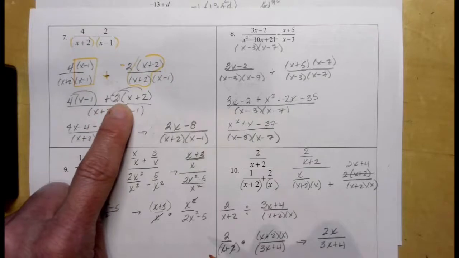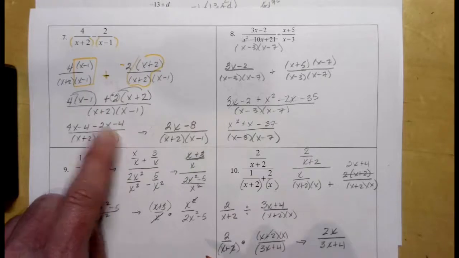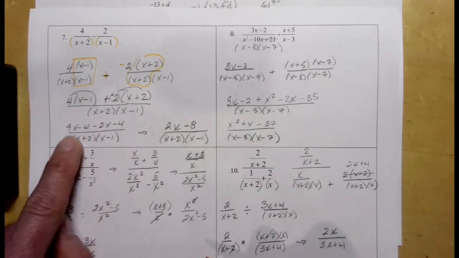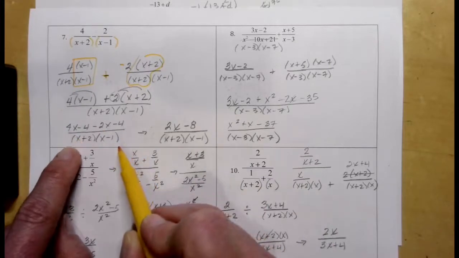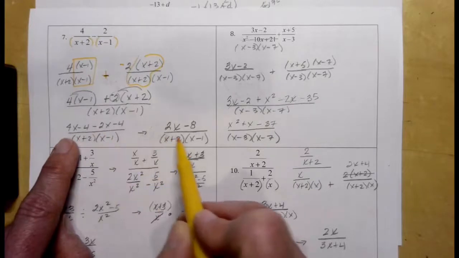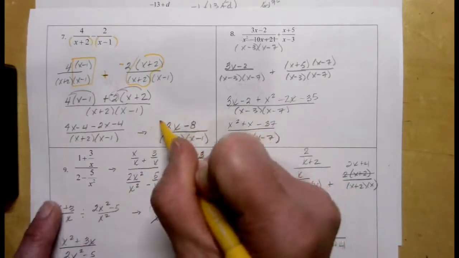Negative 2x minus 4. I distribute this 4. So I have 4x − 4 − 2x − 4 all over that same denominator. When I combine like terms, I was really hoping I could factor my 2 out and cancel something, but it didn't work for me.